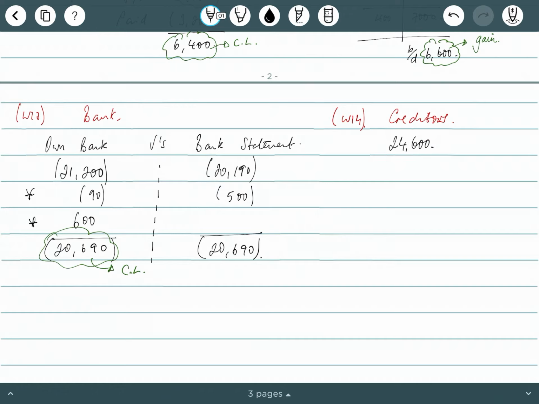And if we only took 780 from our creditors, that means we need to take an additional 90 from your creditors, which gives you 24,510.